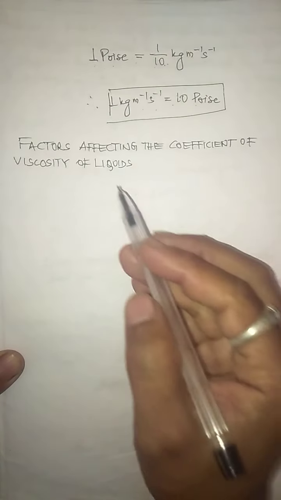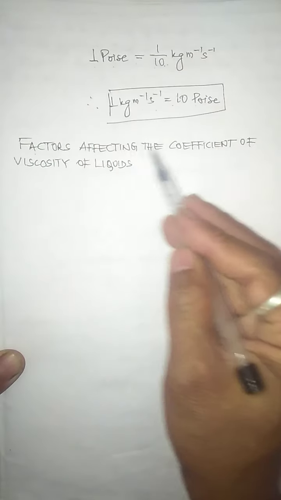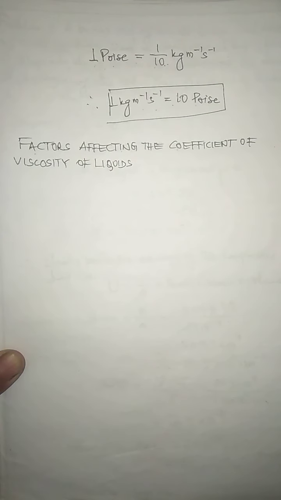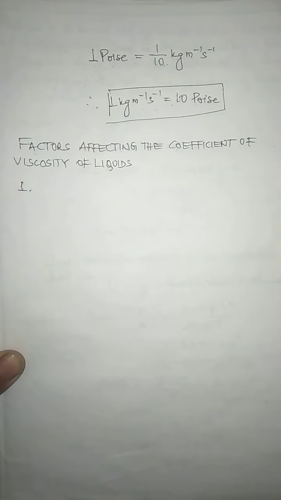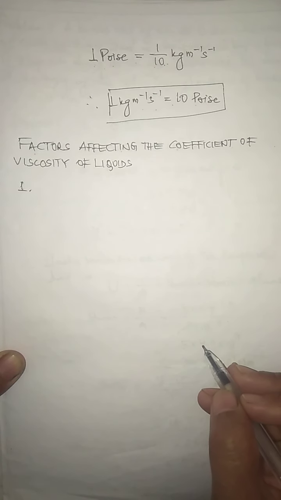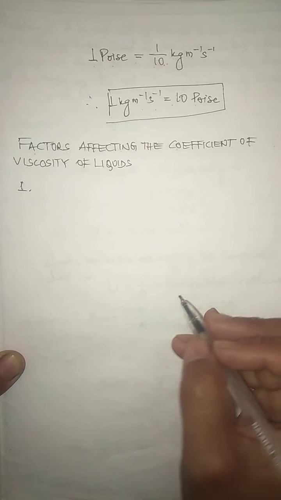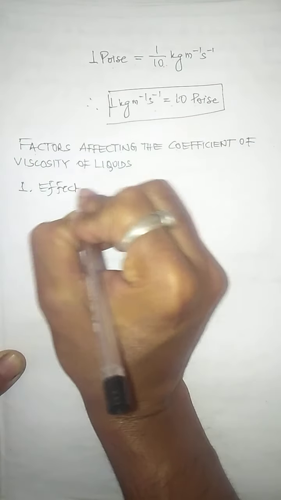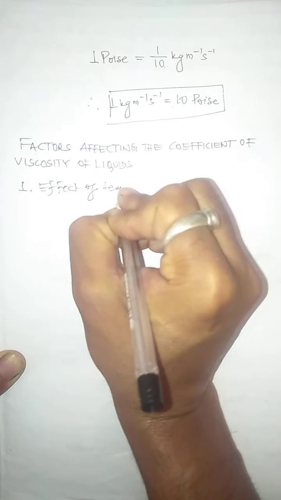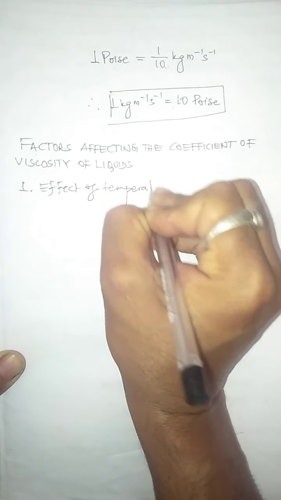Now children, we go to the next topic, that is factors affecting the coefficient of viscosity of liquids. The coefficient of viscosity of a given liquid is not constant. It will change due to some factors. One of the factors that affect the coefficient of viscosity of a liquid is the temperature. So temperature will change the coefficient of viscosity of liquid. That means the first factor I write down is the effect of temperature.